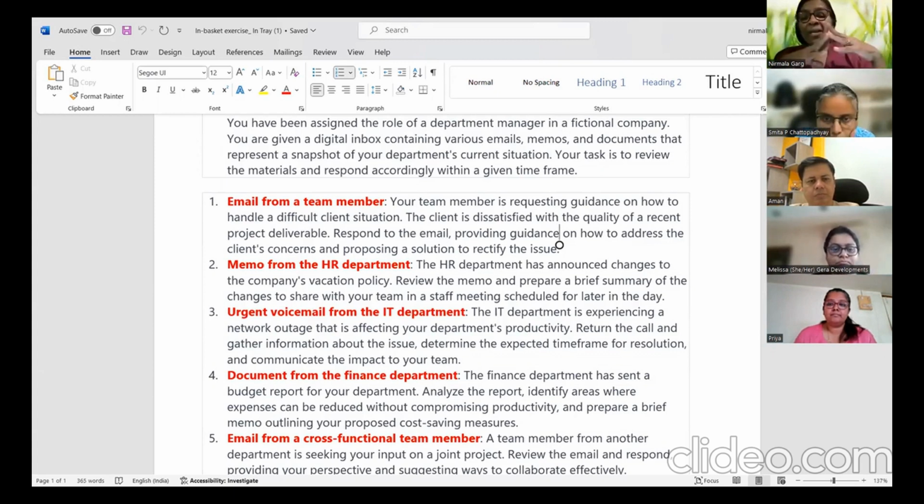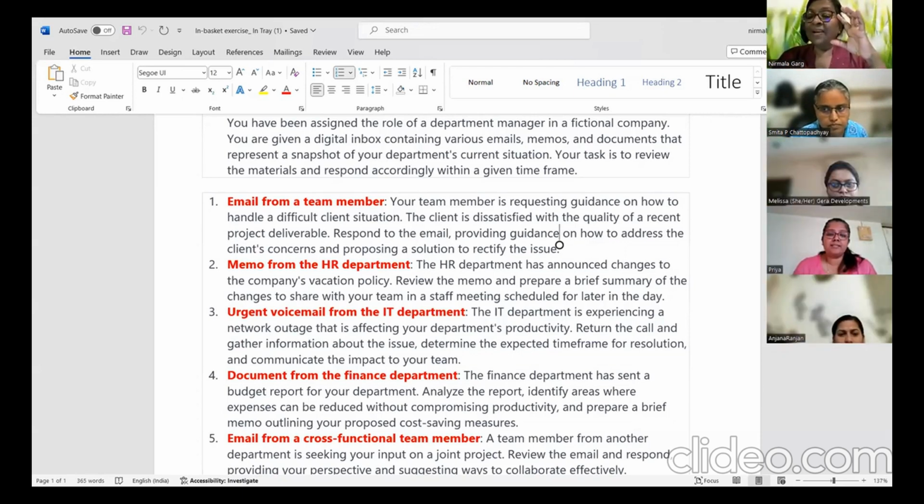Urgent voicemail from the IT department, which is experiencing an outage that is affecting your department's productivity. Return the call and gather information about the issue, determine the expected time frame for resolution, and communicate the impact on your team. It will fall under what kind of a grid? Ma'am, urgent and it will be done.